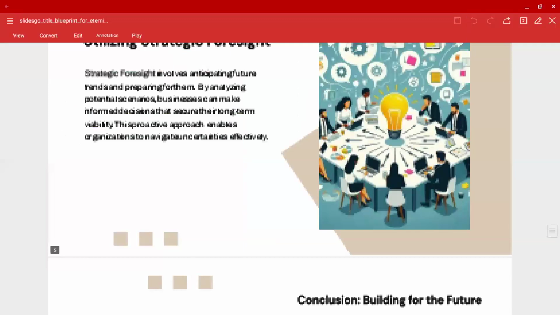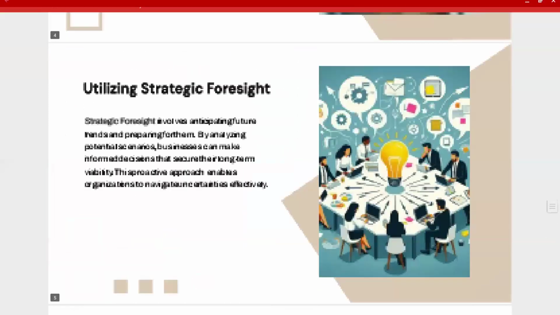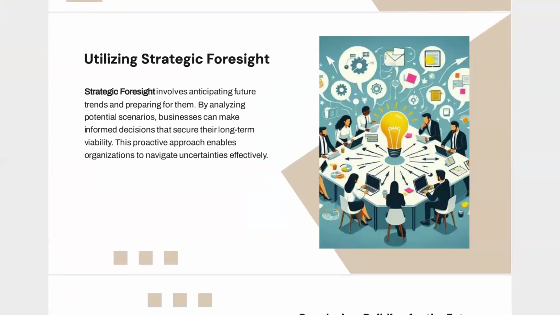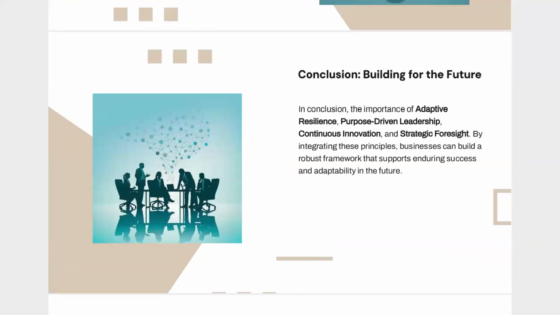After Sanger and Fatai told about the innovation, I will continue with the foresight. It's about strategic foresight. It includes future trends and how to analyze potential scenarios for long-term business viability, enabling our organization to be effective. For the conclusion, we have to build for the future. The importance of that is adaptive resilience, purpose-driven leadership, continuous innovation and strategic foresight. This is Martin Reeves. He told the key facts about that.